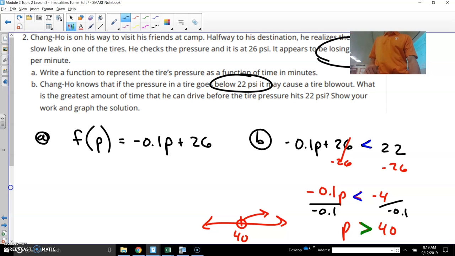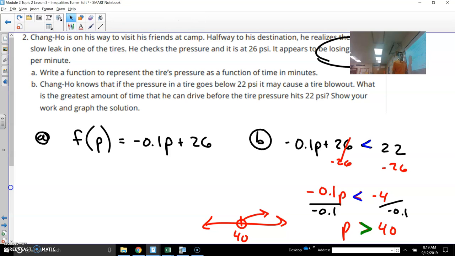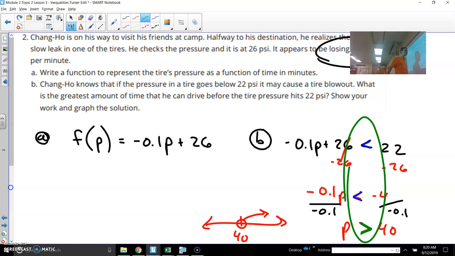So I do a few steps here to basically take my function and subtract 26, divide by negative 0.1, and a huge rule that you need to keep up with when you're doing questions about inequalities. Anytime you divide or even multiply by a negative across an inequality, that sign has to flip in the middle. So that's what you see me doing here. It was a less than at the very beginning, but in this step right here, when you are dividing across that inequality by a negative number, that sign has to flip.